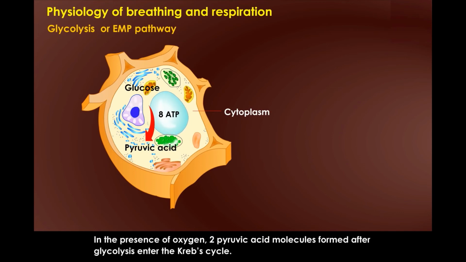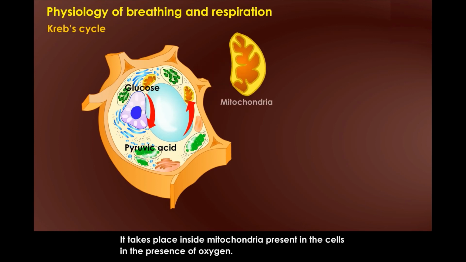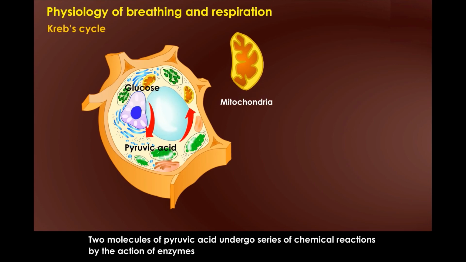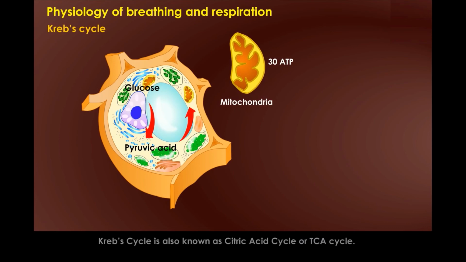In the presence of oxygen, 2 pyruvic acid molecules formed after glycolysis enter the Krebs cycle. Krebs cycle. It takes place inside mitochondria present in the cells in the presence of oxygen. 2 molecules of pyruvic acid undergo a series of chemical reactions by the action of enzymes and finally release 30 ATP molecules. Krebs cycle is also known as citric acid cycle or TCA cycle.